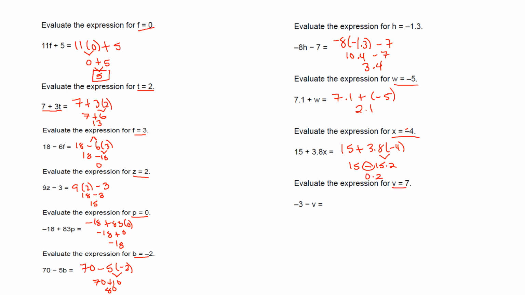And then finally, if v equals 7, that will be negative 3 minus 7. And so negative 3 minus 7 is just negative 10. And so that's all you're doing. You're just plugging in the numbers and following the order of operations. If you have to multiply with signs, make sure you keep the sign that's on the left. And from there, that's the whole skill. Let's get it done.